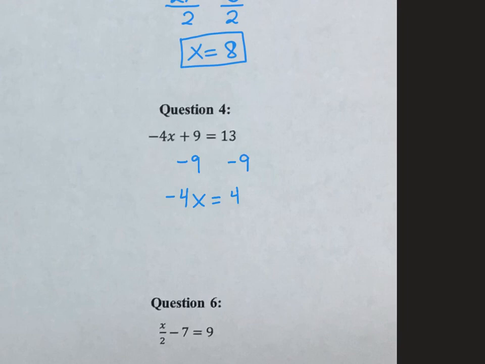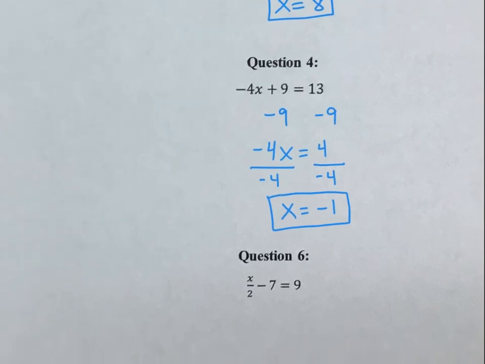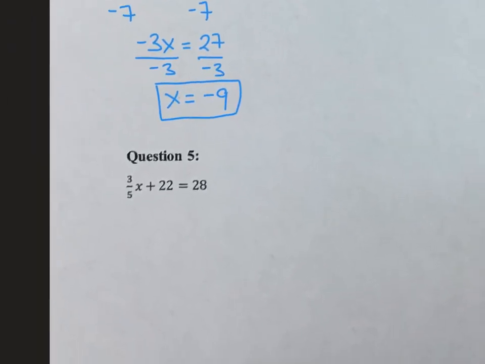Now, use multiplication or division inverse to remove the coefficient. So I divide by negative 4, divide by negative 4. Whatever we do to one side of the equation, we have to do to the other side to balance. So now x equals 4 divided by negative 4, which is negative 1. There you go. Let's take a look at question number 5 now.